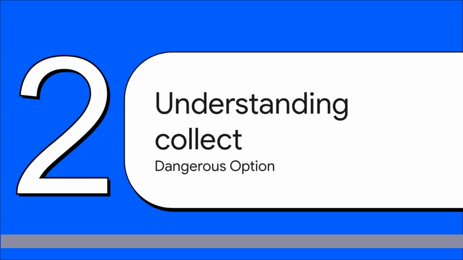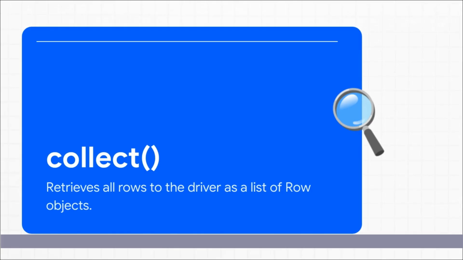Section 2. Understanding the collect method, or, as I like to call it, the dangerous option. Read this definition really carefully. The syntax df.collect retrieves all rows of a data frame and brings them to the driver as a list of row objects. You might then select one with an index, like df.collect()[0]. I really want to put heavy dramatic emphasis on those two words, all rows. If you're working with a massive dataset, using collect is literally like trying to channel the water of the entire Hoover Dam into a single teacup. The teacup is going to shatter.